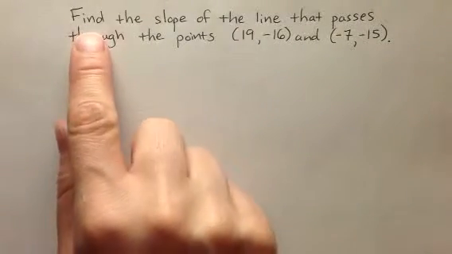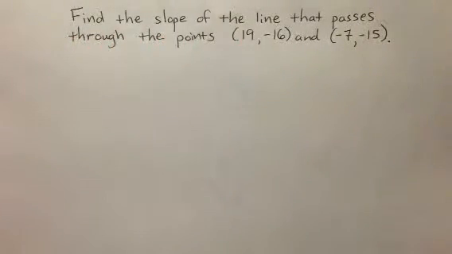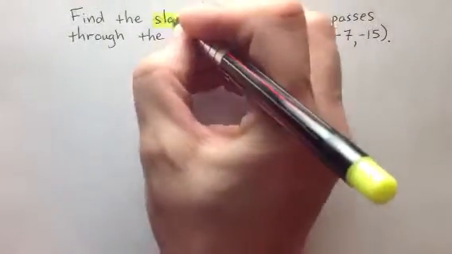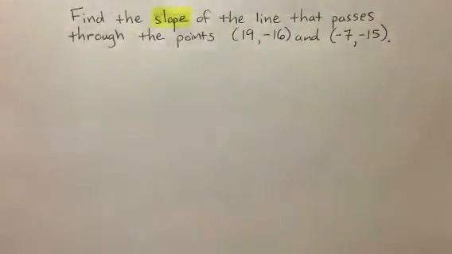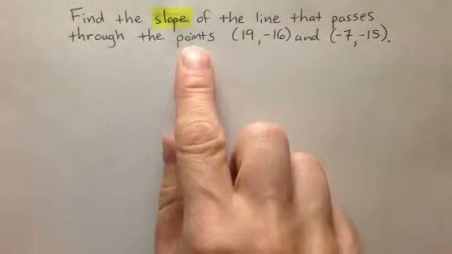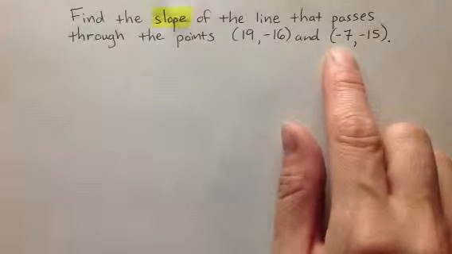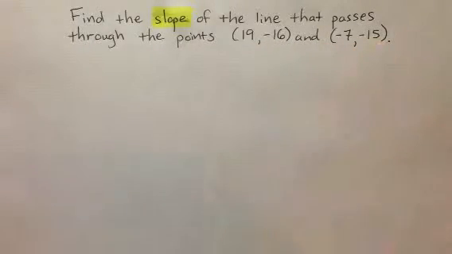Okay, let's read the directions. Find the slope of the line, so I know this is important. They want me to find the slope. Find the slope of the line that passes through the points (19, -16) and (-7, -15).